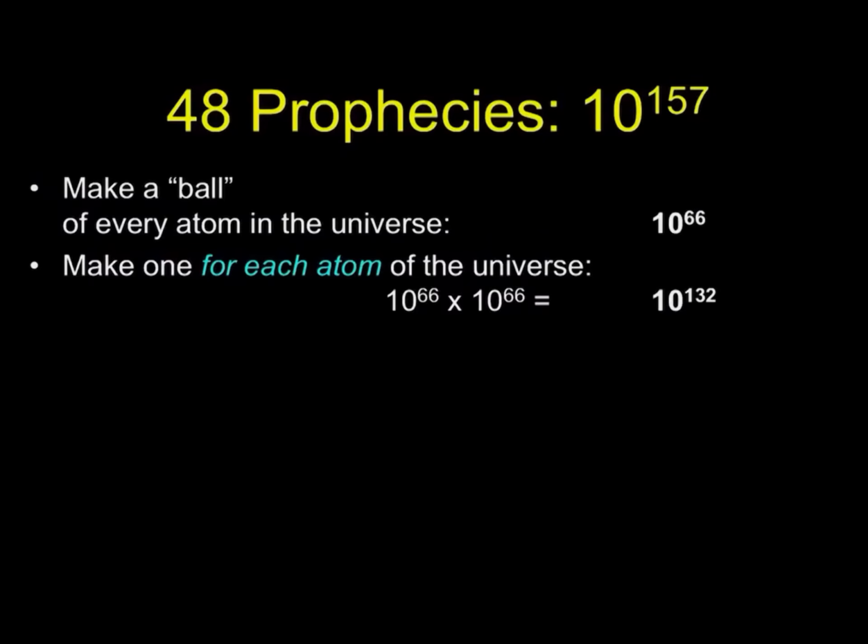Well, that means if I make a ball of every atom, if I'm going to consider them as my sample, I'm way short of what I need. I need 10 to the 157th. Okay, so I'll make such a ball for each atom in the universe. So now I've got 10 to the 66th times 10 to the 66th. Well, that's 10 to the 132nd. I'm still far short of 10 to the 157th. Okay, I've got a ball for every atom in the universe consisting of as many atoms as there are in the universe. I'm going to imagine that crazy exercise happening every second since the universe began.